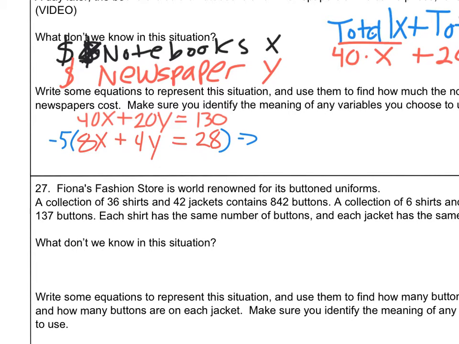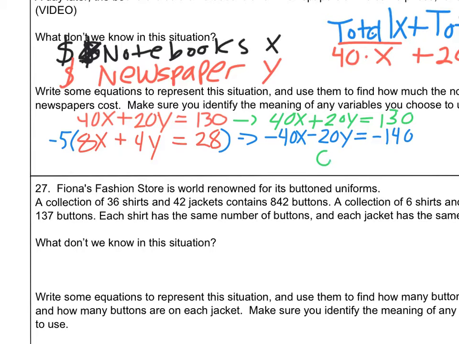And that gives me the equation negative 40x minus 20y, and then 28 times 5, that's going to be 140, and that's going to be negative 140. All right, I can already see this problem's going to have some issues. So we got 40x plus 20y, and that's equal to 130. And when I add these together, I get 0 is equal to negative 10, which means that there's no possible solution to this.